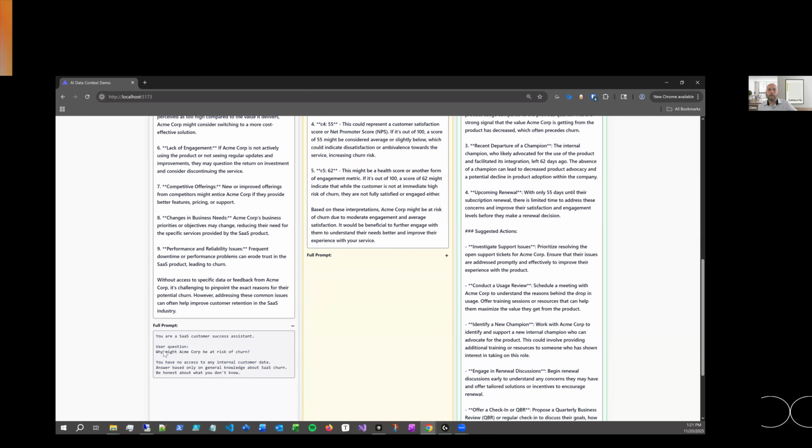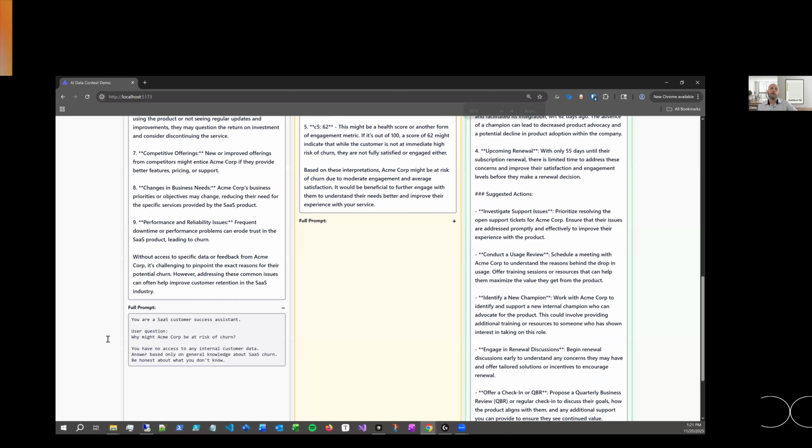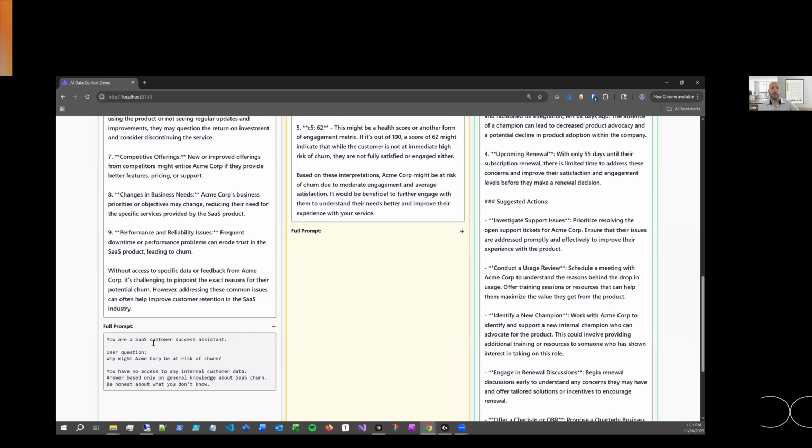And just to explore this for a second, the prompt that we gave it is really simple. You're a SaaS customer success assistant. The question: why might Acme Corp be at risk of churn? And this is important. You have no access to any internal customer data. Answer based only on general knowledge about SaaS churn. Be honest about what you don't know. And this is important because if you're not providing it with data, it will hallucinate. It will completely make up an entire corporation called Acme Corp and quarterly reports and everything. It will, because it wants to be really helpful.